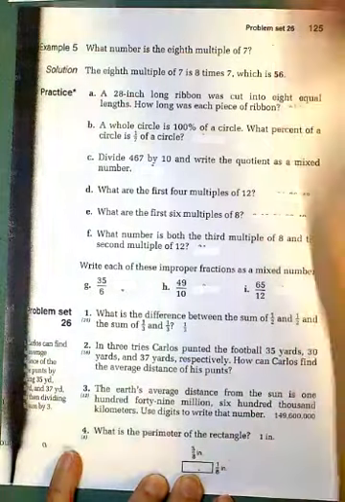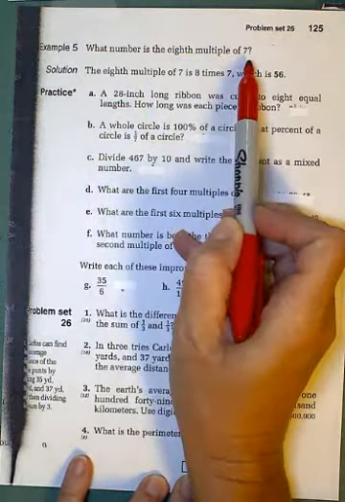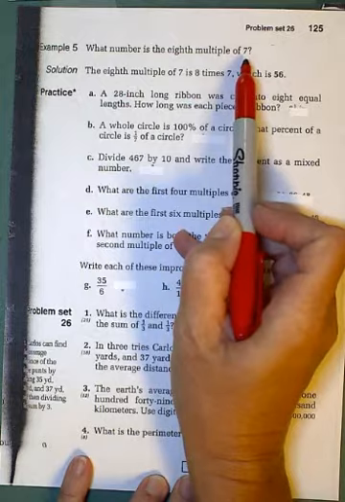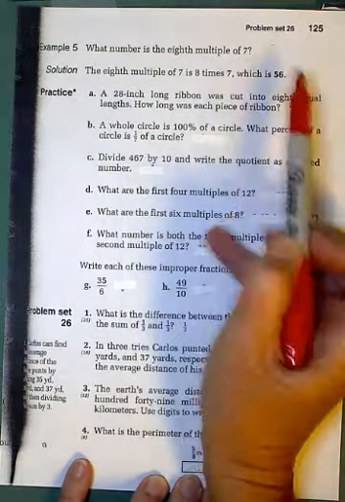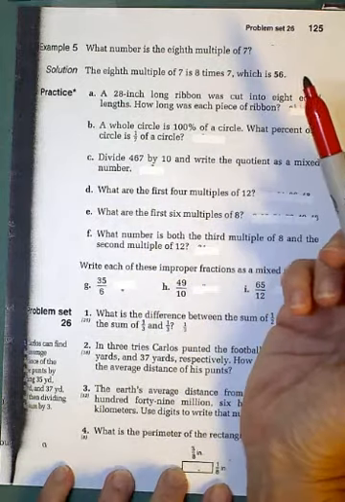All right, example 5. What number is the 8th multiple of 7? Well, start at 7, start counting by your multiples. The 8th one is 56. I don't think that will cause you any problems.